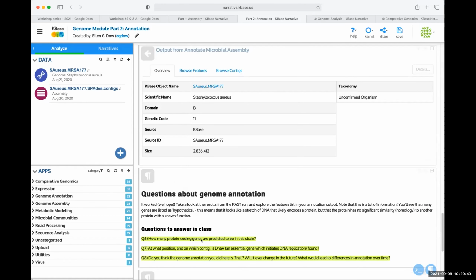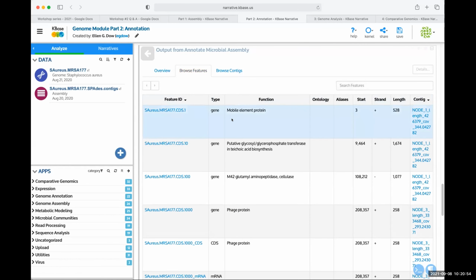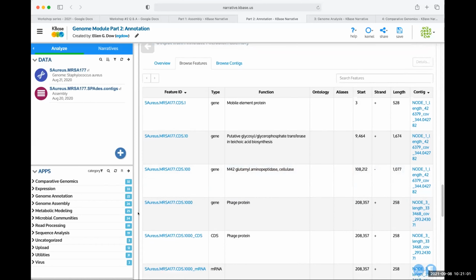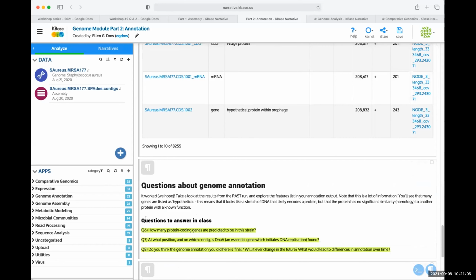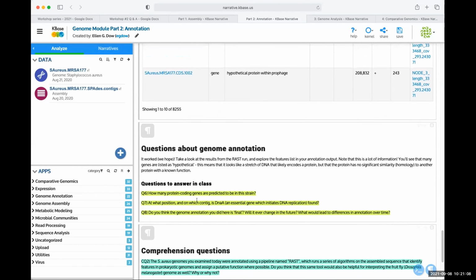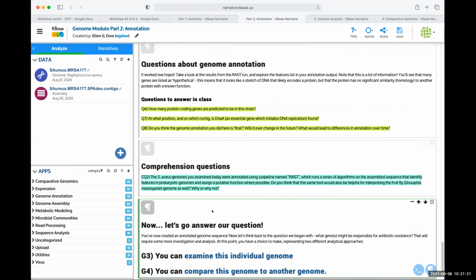We have them go through the features and look for, okay, what is in there? What can we see? What have we learned about this Staph aureus strain just from this annotation? How many protein coding genes are there? Where would you find DNA A? So I have them search through there just to find it and see, okay, what does this number mean? How do I actually interpret that? And then similarly, a comprehensive question at the end.